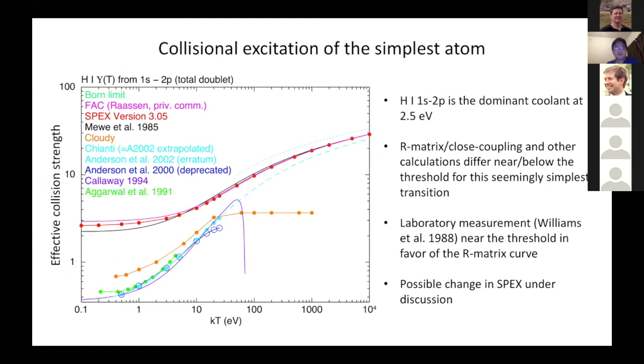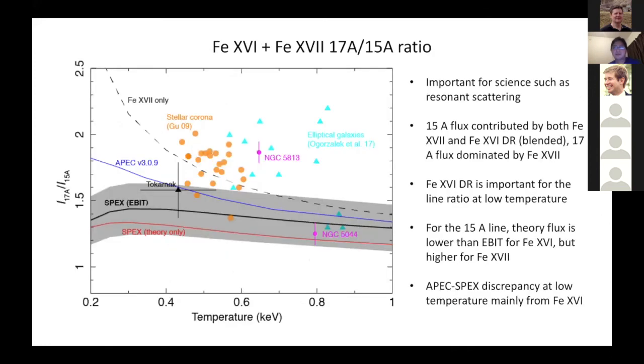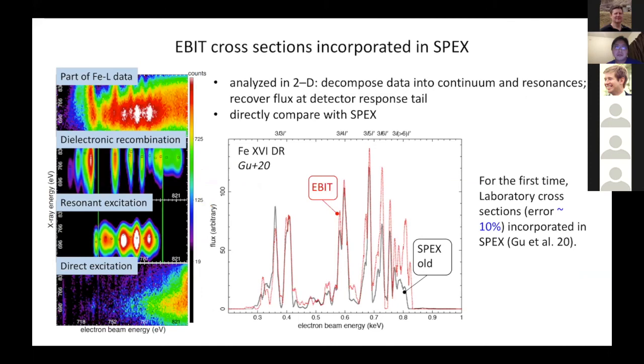Okay, we have a question and comment from Greg. The sodium-like line that blends with iron 17 3D, measured in EBIT at Livermore, at LCLS with FLASH, and at PETRA, is a direct excitation satellite. Is there also a DR line that blends with 3D, or does that line have a large DR channel?